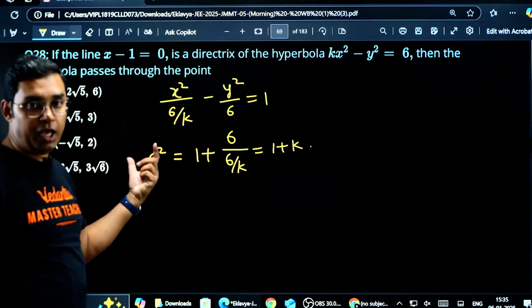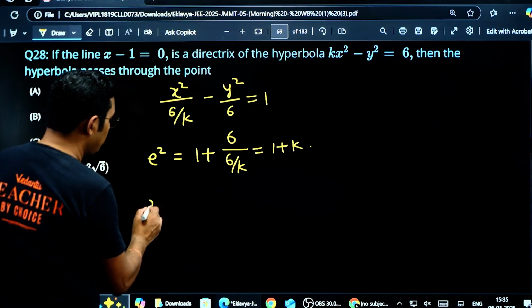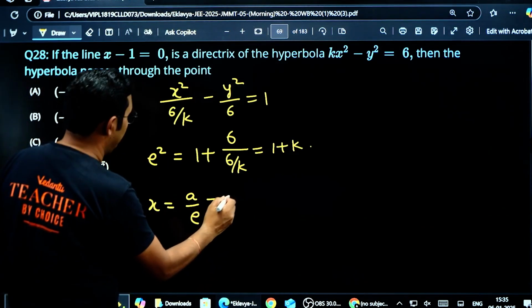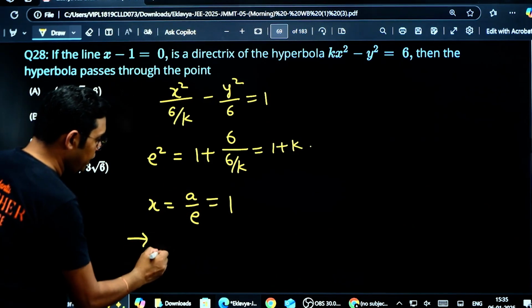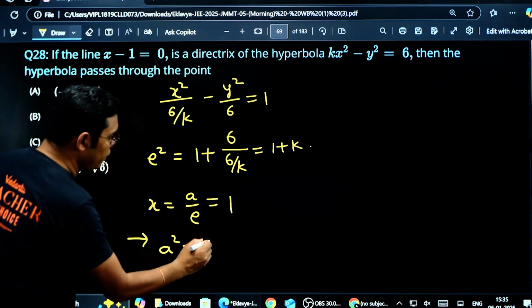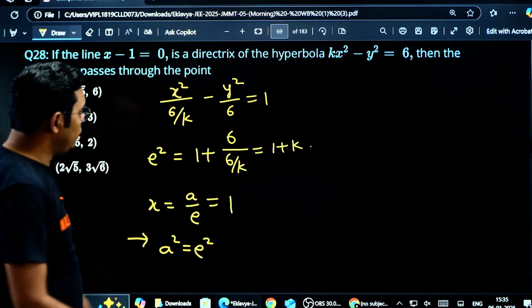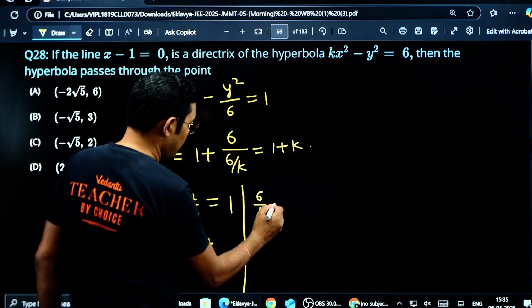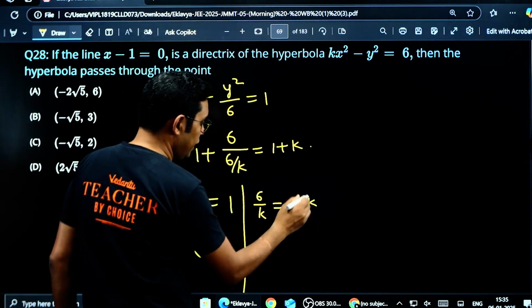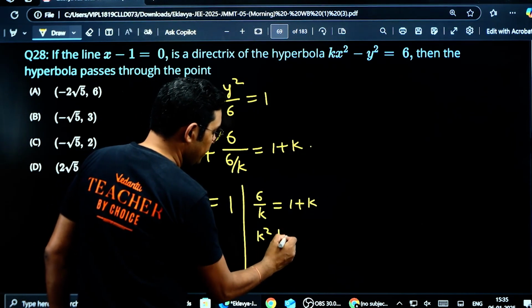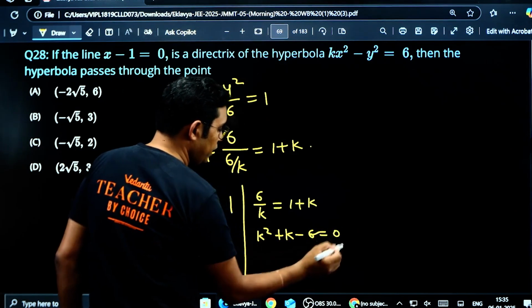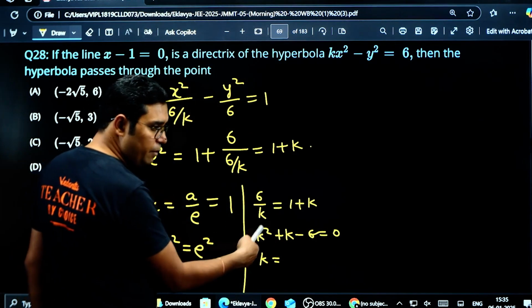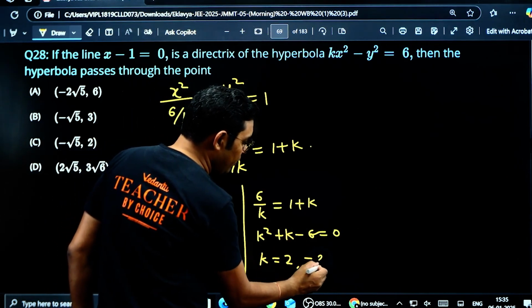Okay. And for such a hyperbola, your directrix lies on x is equal to a upon e. And we are given that to be equal to 1. Okay, which means my a should be equal to e, or a square should be equal to e square. So you get a quadratic equation, because a square is 6 upon k and e square is equal to 1 plus k. If you multiply, you get k square plus k minus 6 equal to 0. And from that we get two values. I think k is equal to plus 3, minus 2. So one value will be 2 and one value will be minus 3.